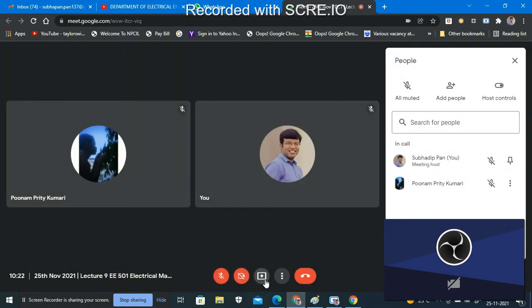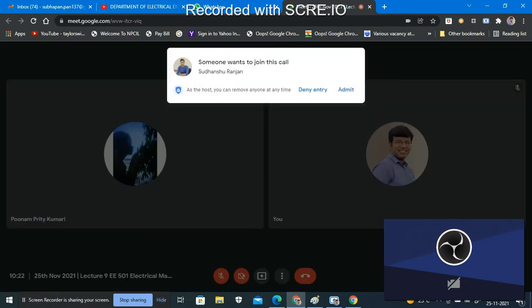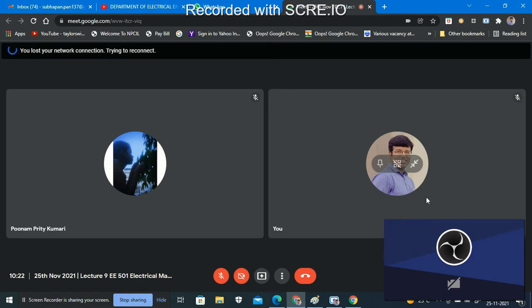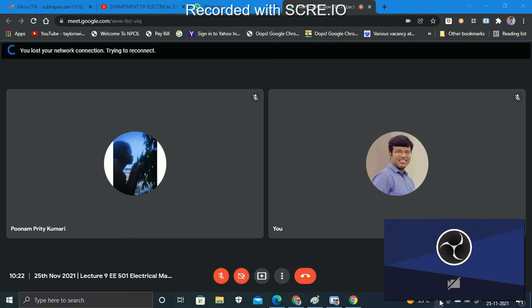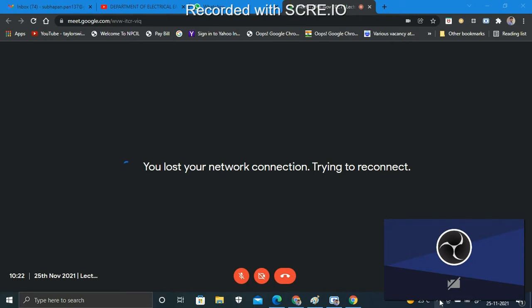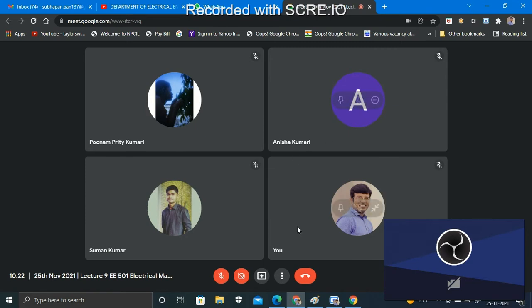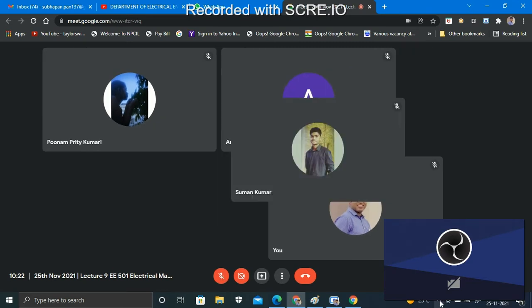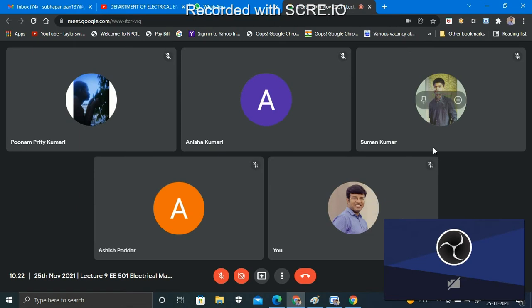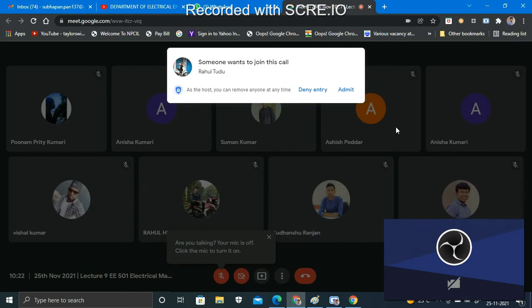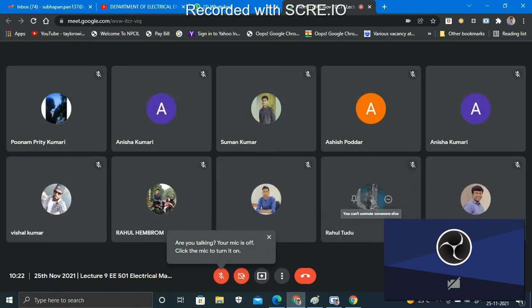So 1, 2, 3, 4, 5, 6, 7, 8, 9, 10, 11, and that is 12. These are the circuit elements, 12. But you have to count the branches. Look, this is totally considered a branch. This is a branch, this is a branch, this is a branch.